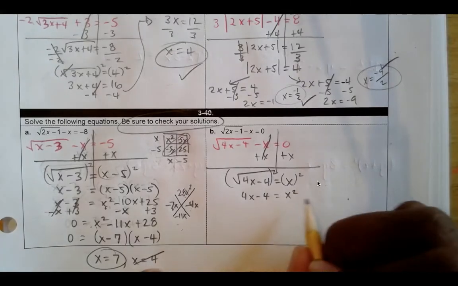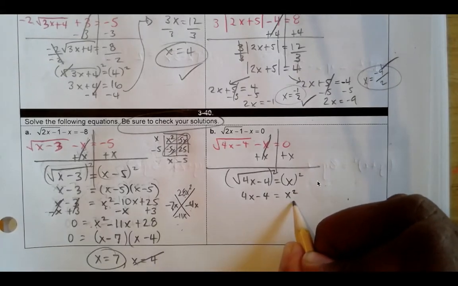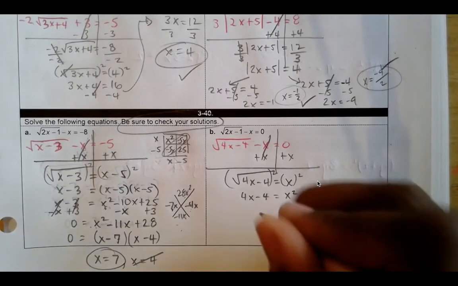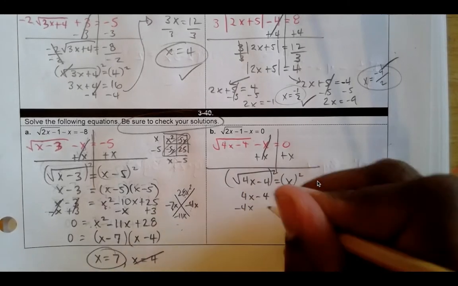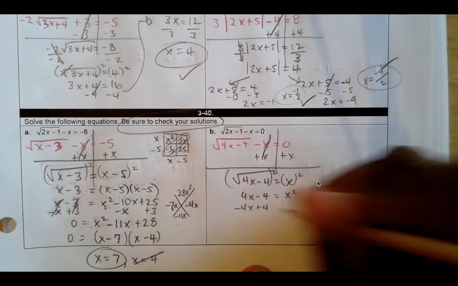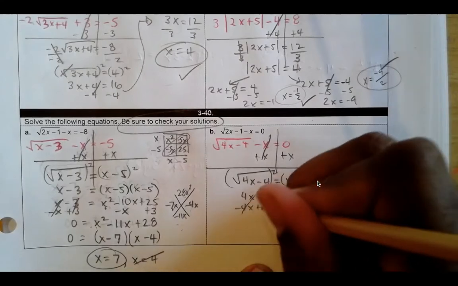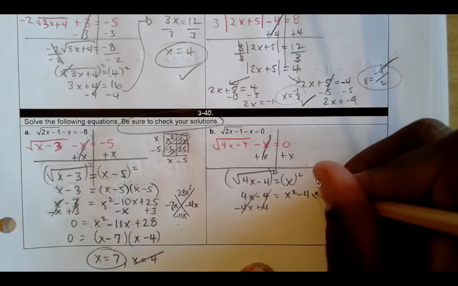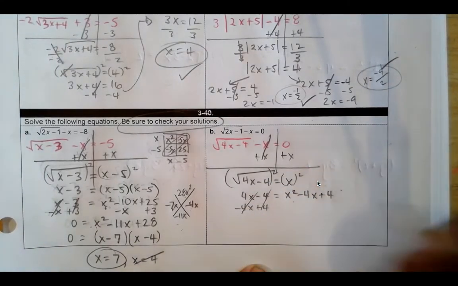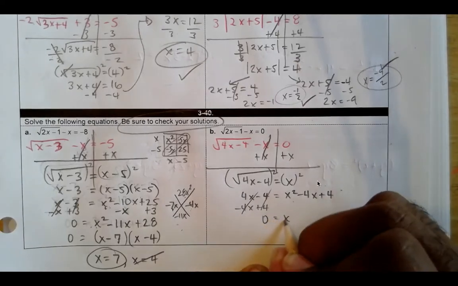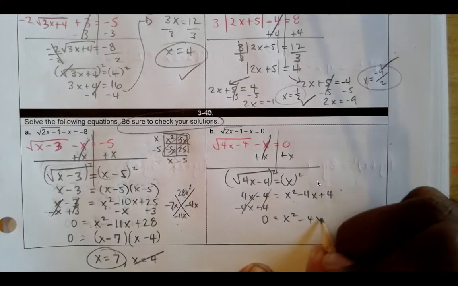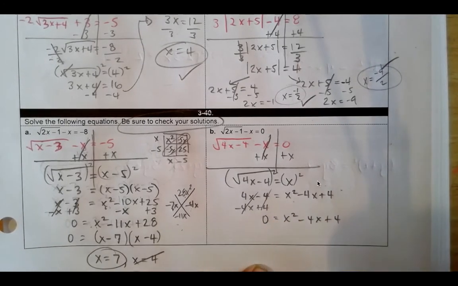And so again, I still have an x squared, so I'm going to want to make it equal to 0. So subtract 4x here, add 4 there. And I'll basically just do the same thing on the other side. So subtract 4x and add 4. And now it's equal to 0.